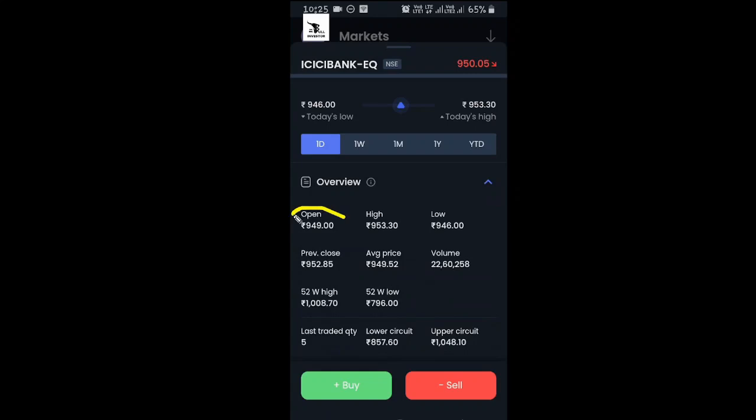We will take a trade in ICICI Bank. Its price is 949 right now. But some of you guys can say, you said 500 rupees stock yesterday. Now you are saying that we will trade on 900 price stock.